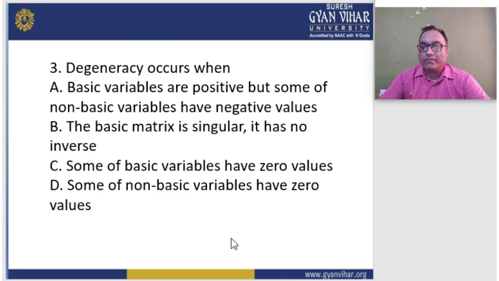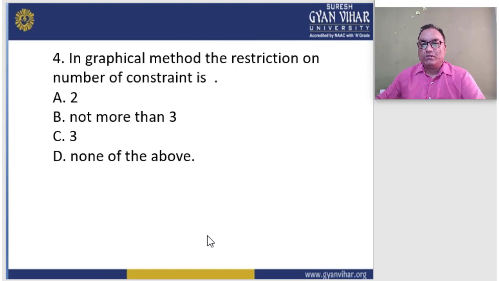And this is the degeneracy question. Degeneracy occurs when basic variables are positive, but some of the non-basic variables have negative values, and the basic matrix is singular, it has no inverse, and some of the basic variables have 0 values, and some of the non-basic variables have 0 values, right? And these are some other cases. So here C is the right answer. Some of the basic variables have 0 values. And then move to the next question.